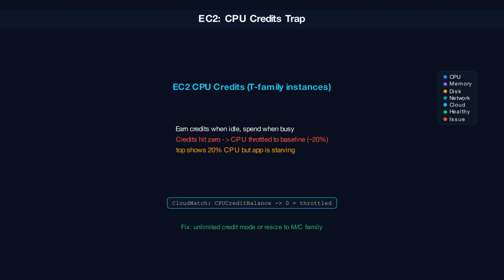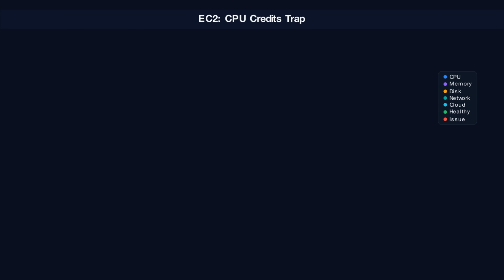Check CloudWatch for CPU credit balance. If it is near 0, you are being throttled. The fix? Either switch to an unlimited credit mode or resize to an M or C family instance that does not have credit limits. Memory issues usually show up as swap storms or out-of-memory kills.